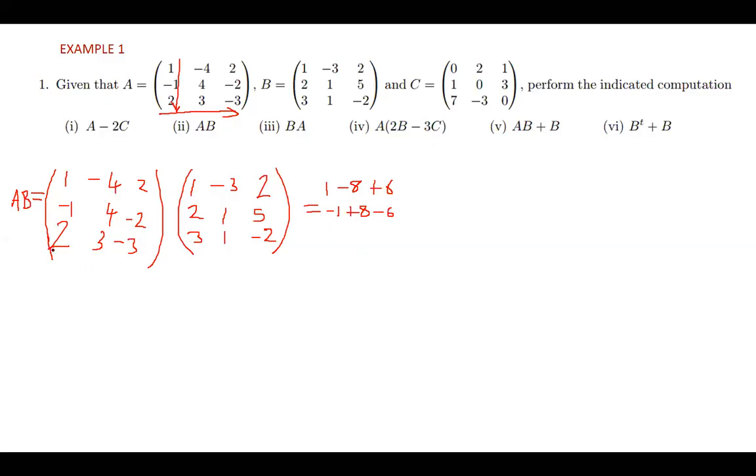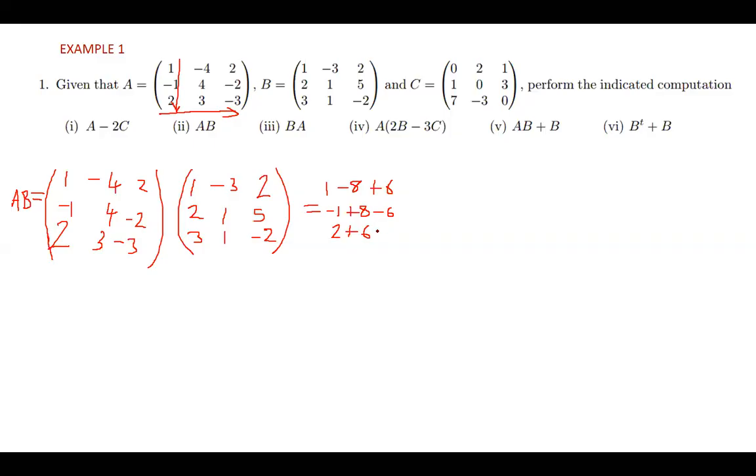I move on to the last row. So this 2 times 1, I'm getting 2. And then 3 times 2 to be positive 6. Then negative 3 times 3, I'm getting negative 9.